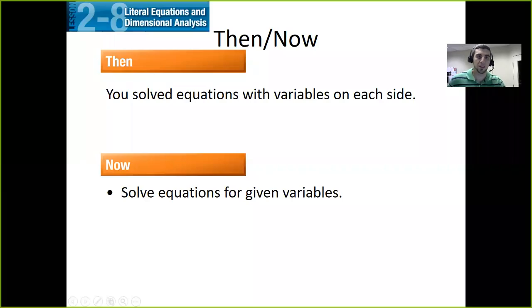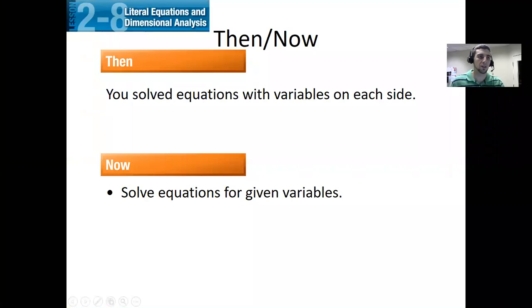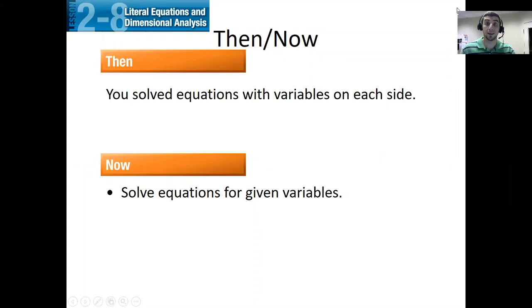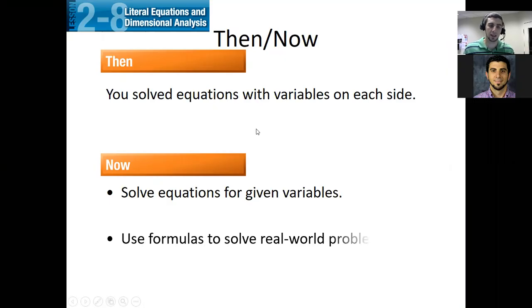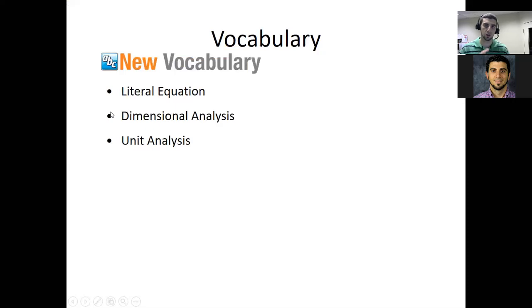All right, my mathematicians, we are back with section 8 of chapter 2, literal equations and dimensional analysis. Previously we solved equations with variables on both sides, and now we're going to solve equations for given variables. You'll see we're going to have equations that have more than one variable, and we're going to try to solve for one of those variables. And then in the second video, we're going to use formulas to solve real world problems so we can actually see how this shows up in an actual context.